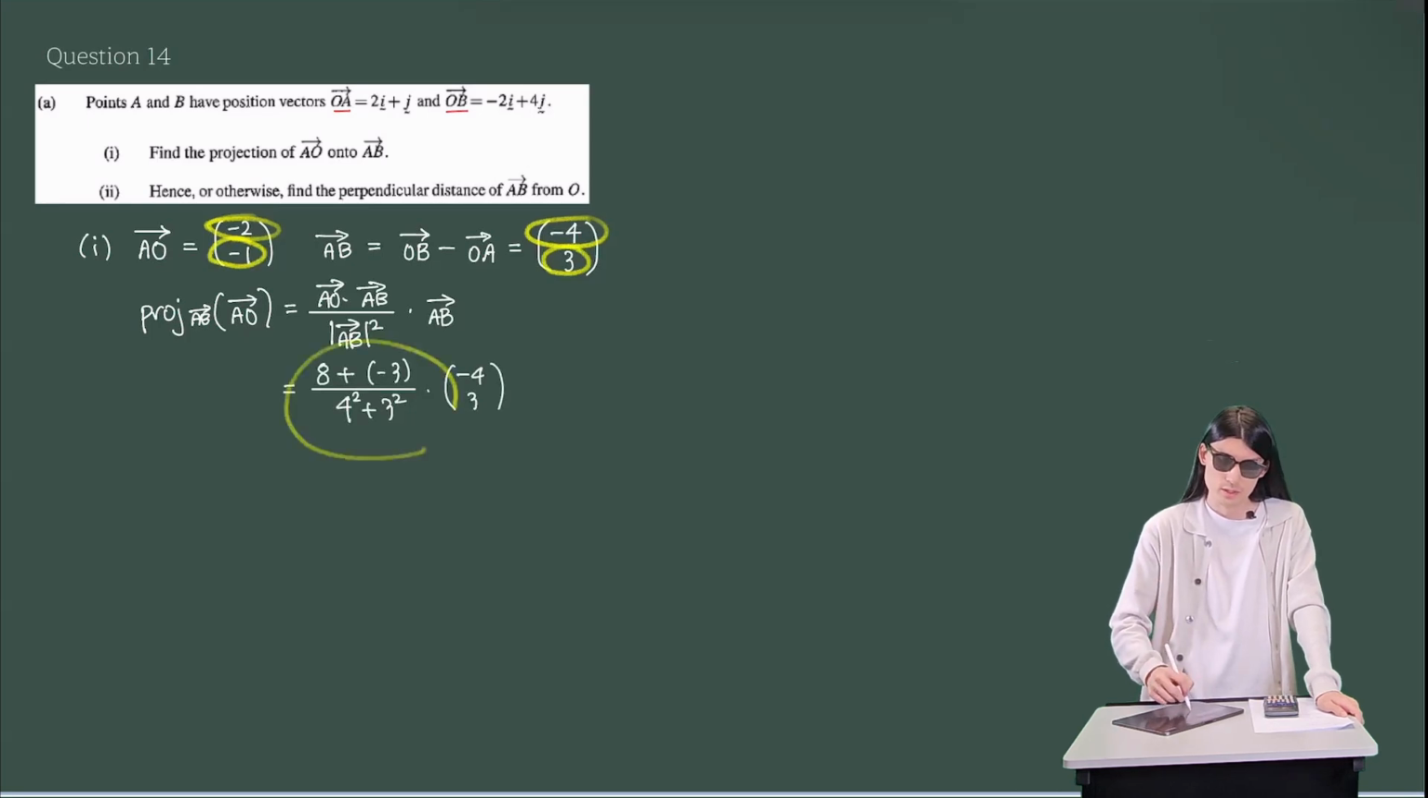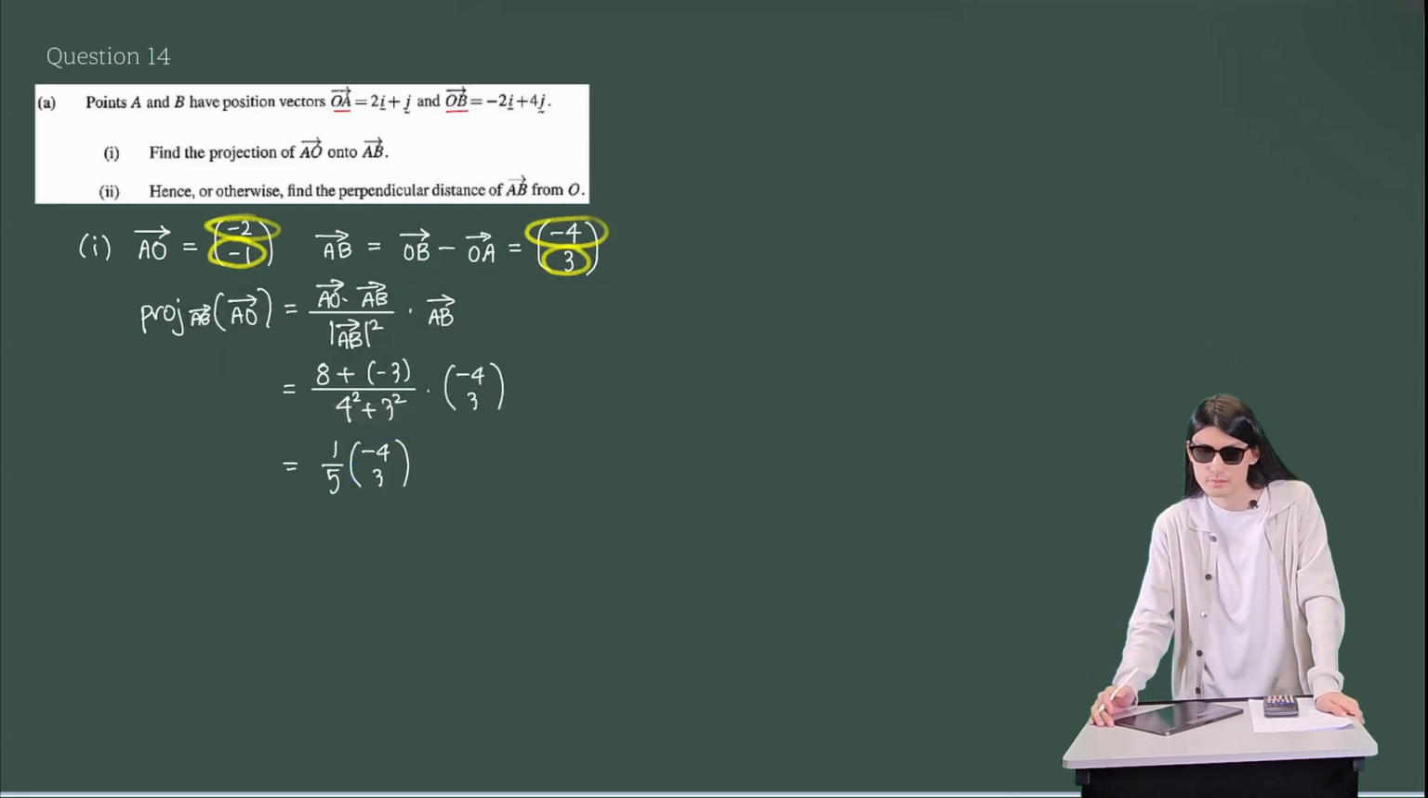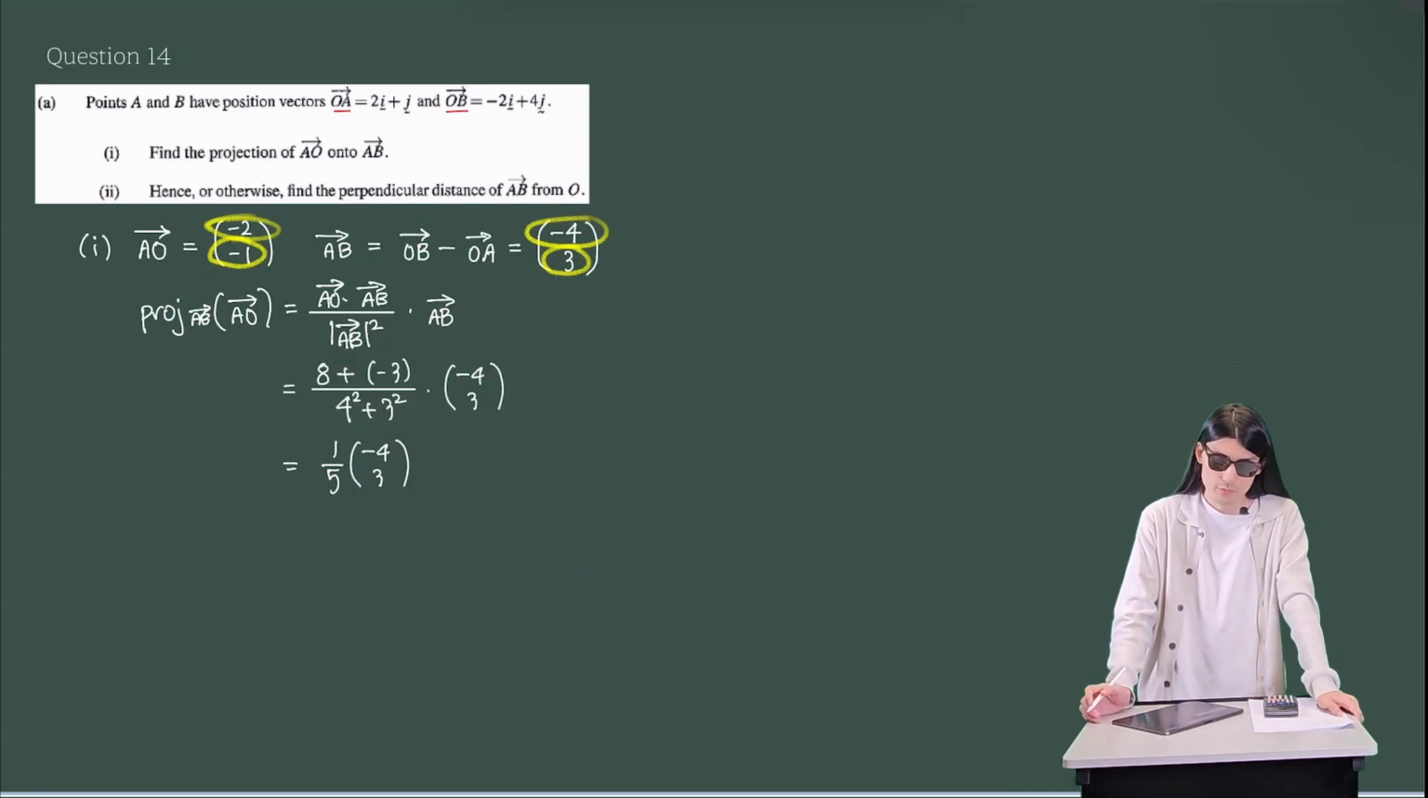Now you can use the calculator to simplify this fraction down to 1/5 times -4 and 3. And that's the vector projection. Okay. Moving on to the second part, hence or otherwise find the perpendicular distance of AB from O.